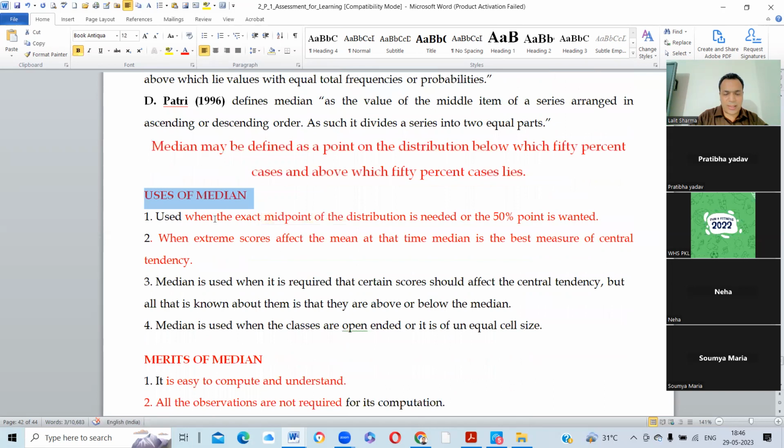Under uses of a median, you can underline this line: when the exact midpoint of the distribution is needed, then you use the median. The 50% point is wanted, because in some cases the point also holds a value. Mean will give the average. It talks about the average. But if you want the exact average, then you use the median. Right, guys? Because it depends upon different studies where we use the exact average and where we use the normal average. Our work will get done, right?